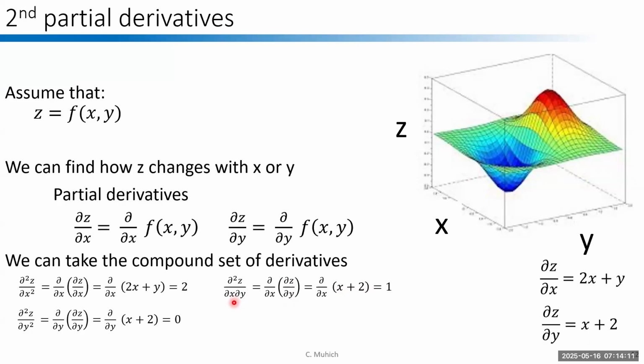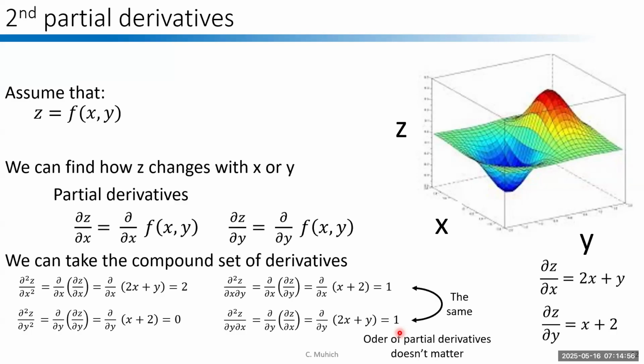Okay, let's see what happens when I flip these around. Now I'm going to take the second partial derivative of z with respect to y and x. Again, I take the partial with respect to y of the partial of z with respect to x. I can substitute in my 2x plus y here and take my partial derivative. 2x doesn't contain y terms, so that's 0, plus y. The partial derivative of y with respect to y is 1. So my second partial derivative of z with respect to y and x, x then y, is 1.